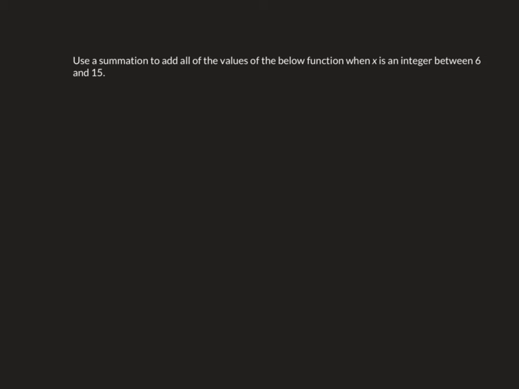We're going to use a summation to find all of the values of the below function when x is an integer between 6 and 15. And our function is going to be g of x equals 2x squared minus 3x. All right, so we've got a quadratic function here. It's going to start to get a little bit more complicated now when we're plugging values in and adding them all together. So we're going to use the summation.